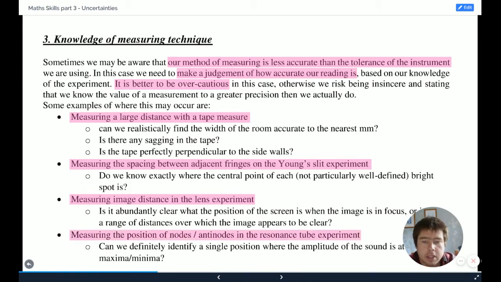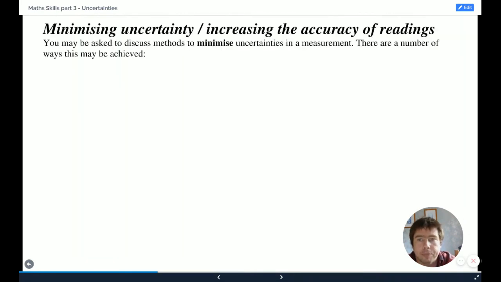And then when we did that resonance tube experiment and you moved the plunger up and down that Perspex tube, looking at the size of the waveform that formed on the oscilloscope, you noticed that the maximums occurred across quite a broad range. And so we couldn't be accurate to a millimetre with that. So there you've just got to make an estimate based on your knowledge of the practical that you did.